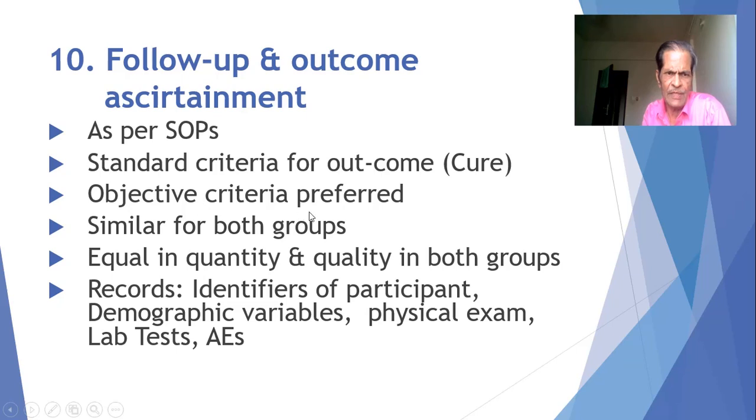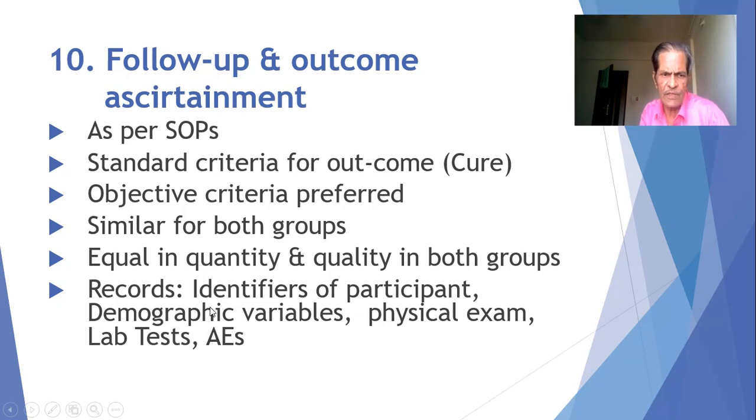Then the objective criteria are preferred rather than the subjective criteria for the follow-up and the outcome. And the criteria for follow-up and outcome ascertainment should be similar for both the groups. That is, they should be similar for the study and the control groups. Particularly the follow-up should be equal in quantity and quality for both the groups, that is the study and the control group.